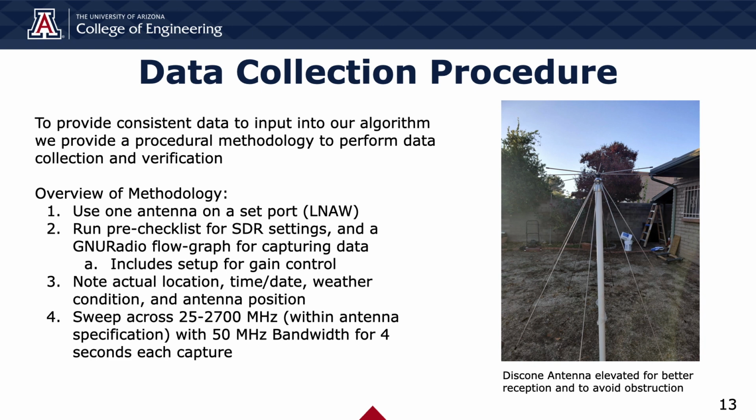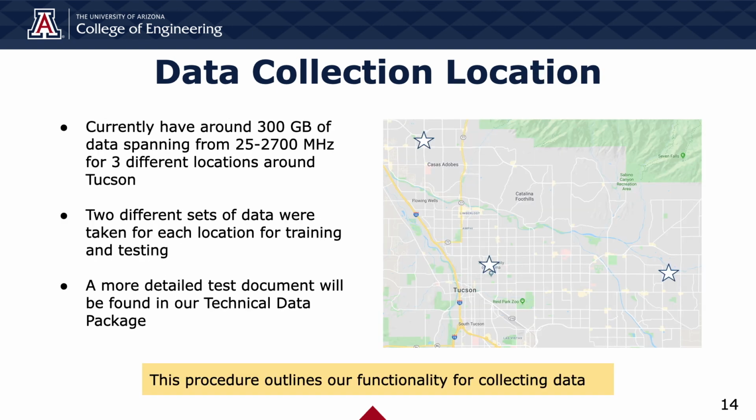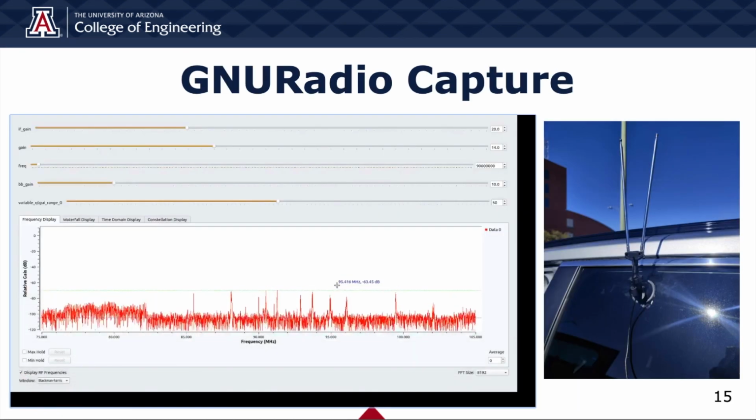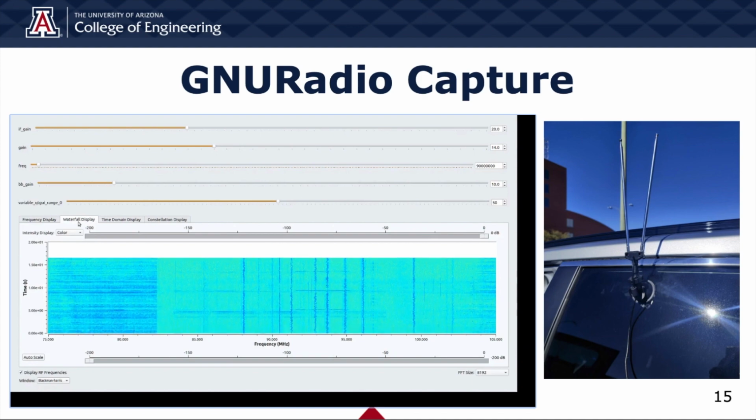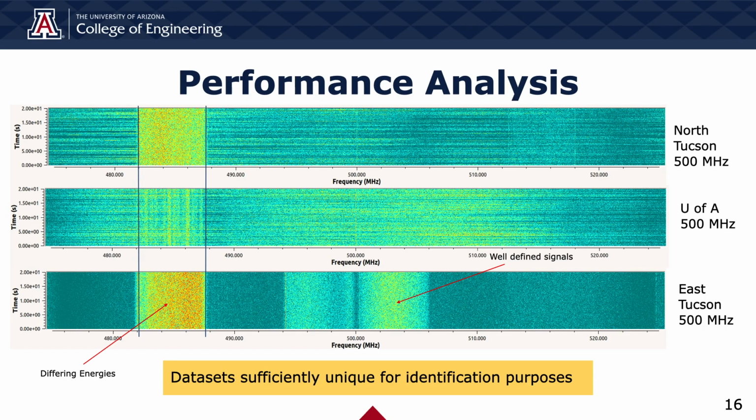These were the 3 locations that we chose to collect static data, and here's an example of the data capture in GNURadio. We started with 2 different datasets in each location, one for training the algorithm, one for testing the algorithm. The spectrograms of these locations from GNURadio are shown here. These spectrograms give an idea of the uniqueness of each dataset.